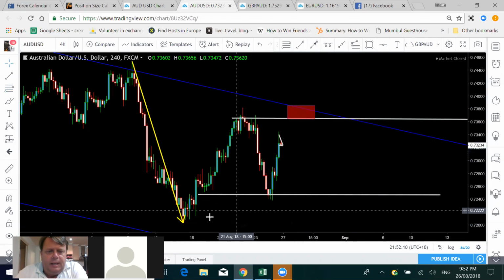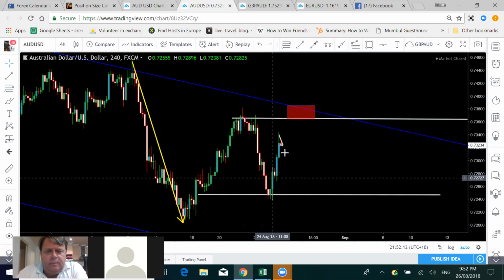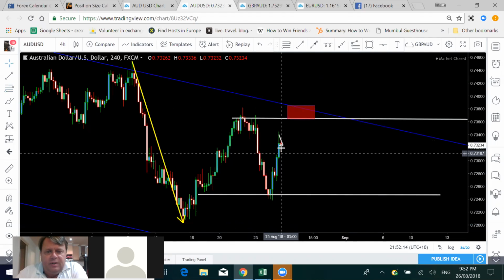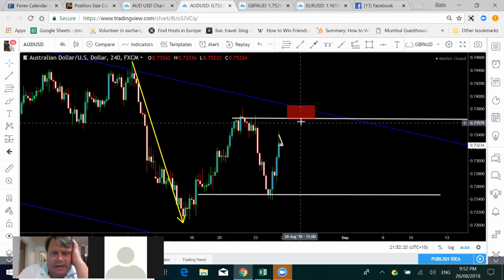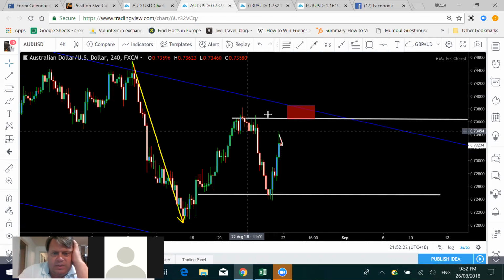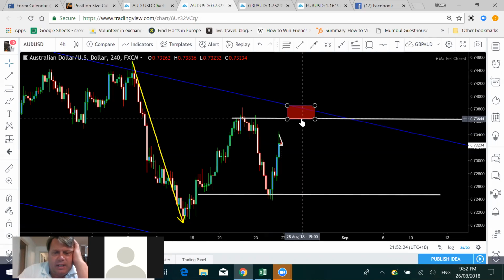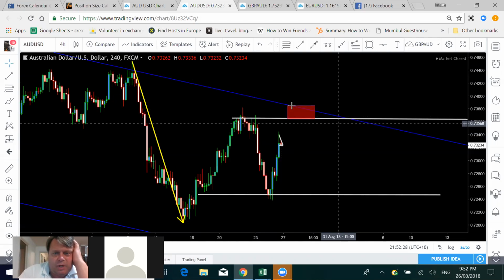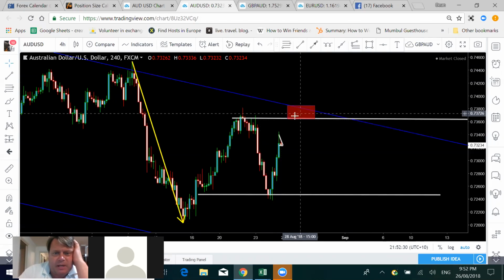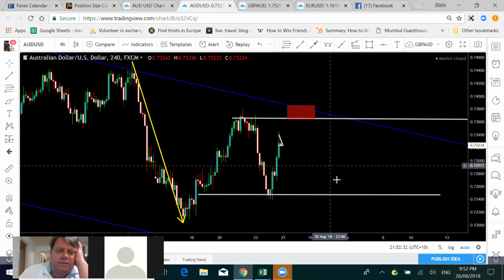Now, where are we now? We're pushing back up here. You can see we've got this bit of an impulse happening. So I actually expect we'll come back to this particular resistance line, and there's that downward trend line. That's where I'm expecting the market to go, and then bounce off that and continue its downtrend.